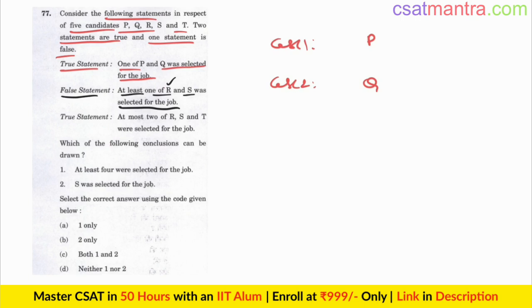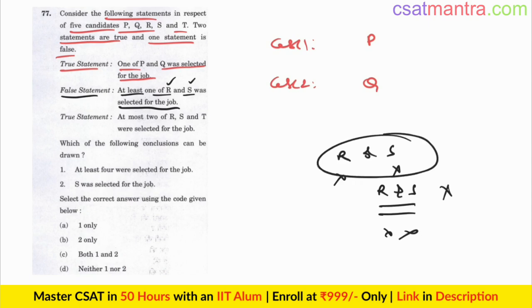At least one of R and S means either R is selected for the job or S is selected for the job or both R and S selected for the job. False statement would be both are not selected for the job. R is not selected, S is not selected, both are not selected. So R and S are not selected for the job.